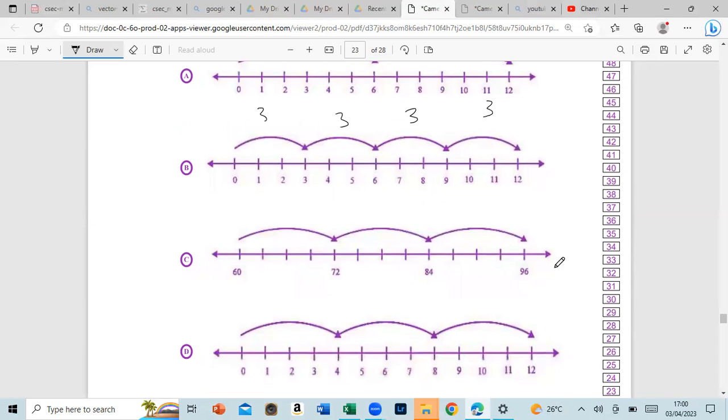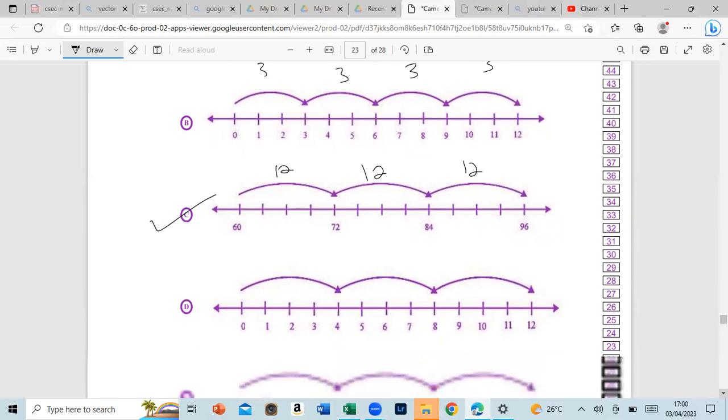This one now is going up by 12. Since it's at 60, we'll add 12 right here, add another 12 right here, and add another 12. So right away we know C is one, but remember we are not finished. It says multiples of 12.